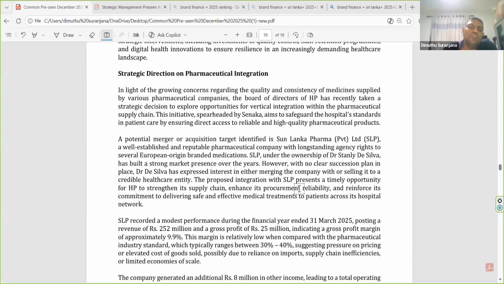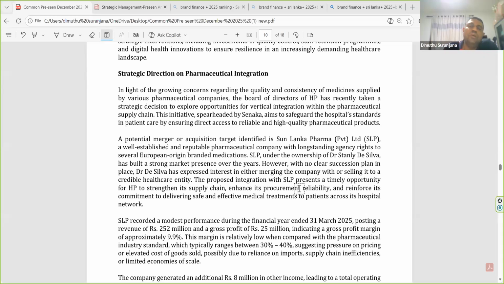Now, if you look at the diversifications, how many options are there? Two options, no? Related diversification and unrelated diversification. When it comes to related diversifications, one is vertical integrations, the other one is horizontal integrations.